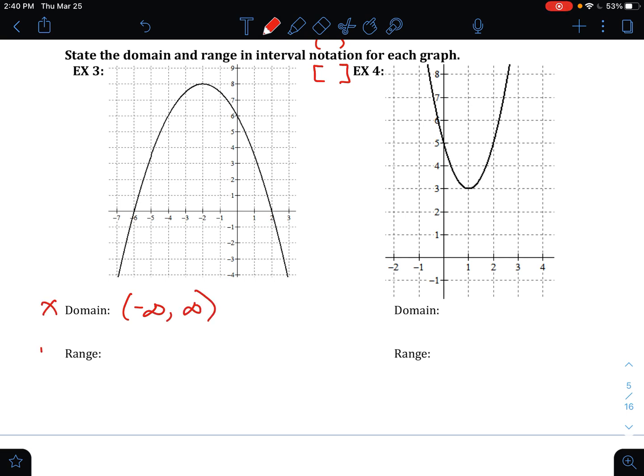Remember, these are your x's, your range are your y's. So here's what I'm going to look at. This is the very top of my parabola, so the very largest y value is 8. And since it's opening down, the very smallest is way down here at negative infinity. I always write small number, comma, large number, and I want a bracket around the actual number. My parenthesis is always at infinity.